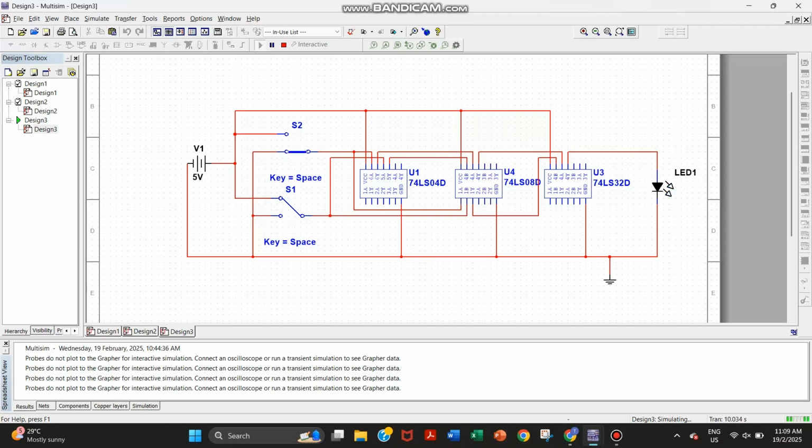So as long as they are the same, they will become 1, and when they are different, they will become 0.